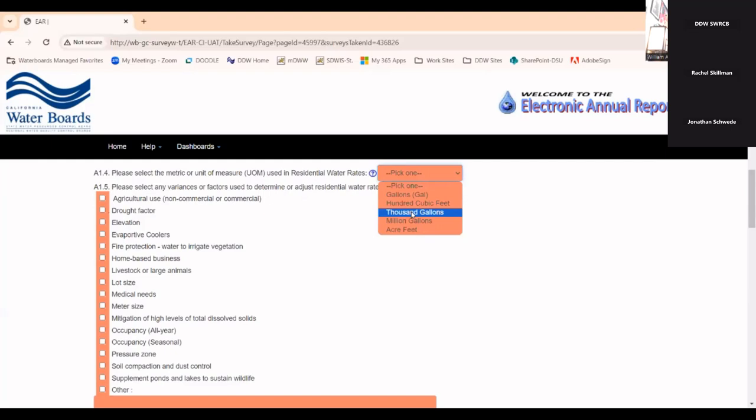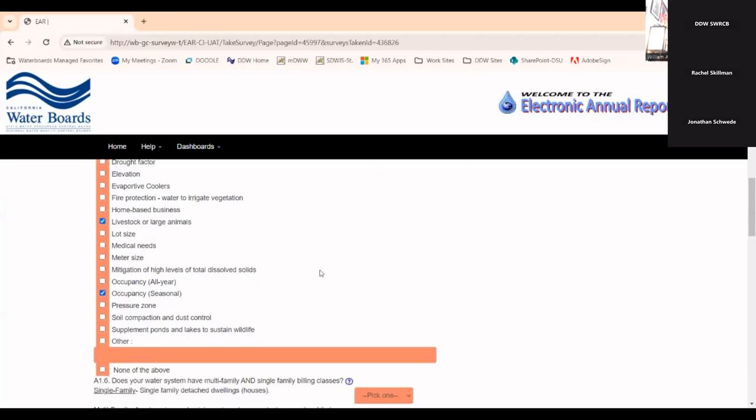So for this example, we'll just do gallons, keep it simple. And then over here, we just want you to indicate if there's anything that affects any kind of variances in your residential water rates. It could be agricultural use. There could be a drought factor incorporated into your water rates. It could be different depending on what elevation the customer is at. This gives us a more detailed purview of how water rates are distributed across your system. These give us a better idea of what is actually being represented by the data here, because we know we're asking for an average, so it helps us caveat that average.